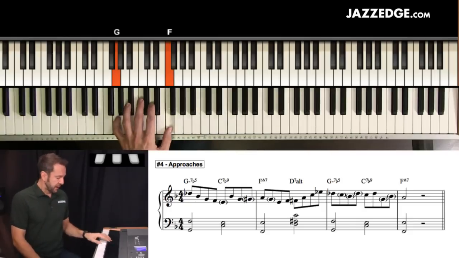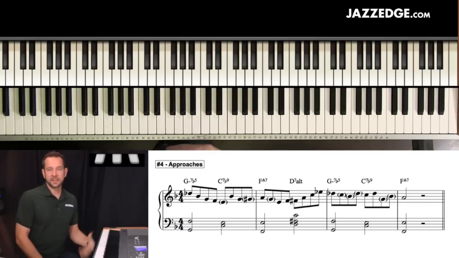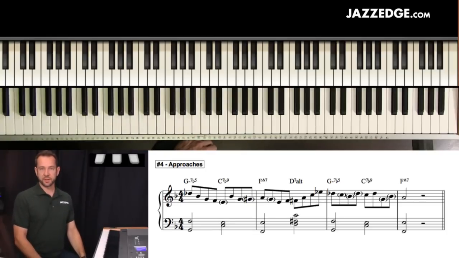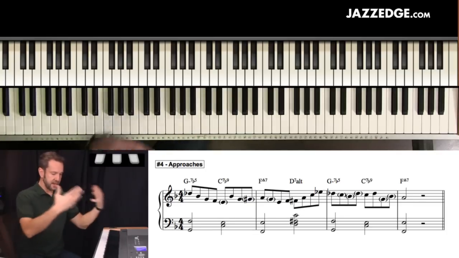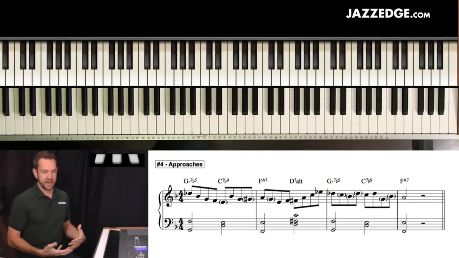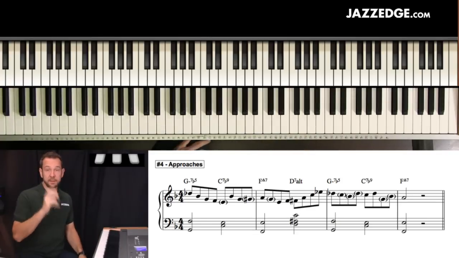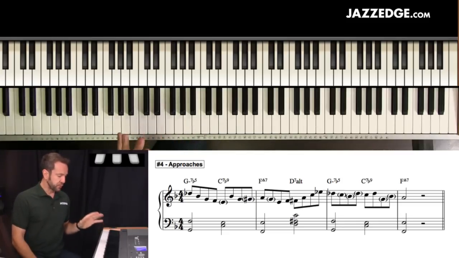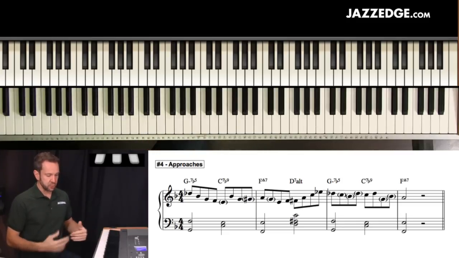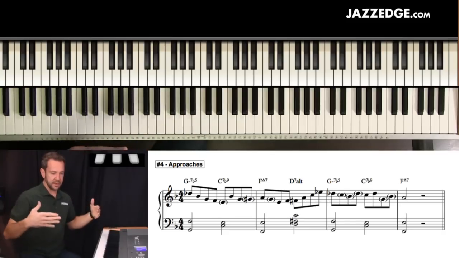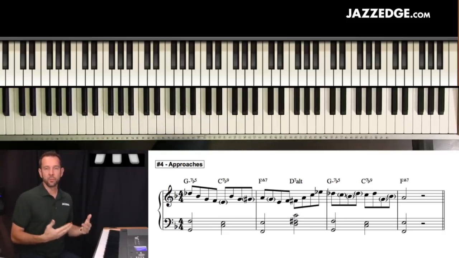All right, so how can we practice these approaches? Now I gave you the concept of an approach, and now how do you start to incorporate them into your playing and into your practice routines? Well, what's great about working on approaches is that you can dovetail them, and you can also combine them with other things that you're practicing.